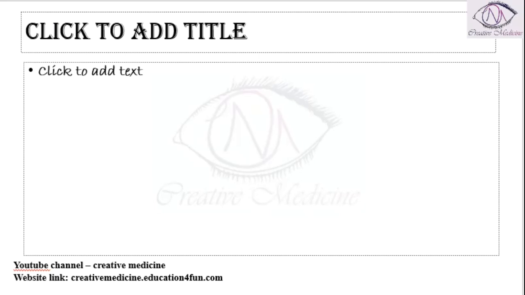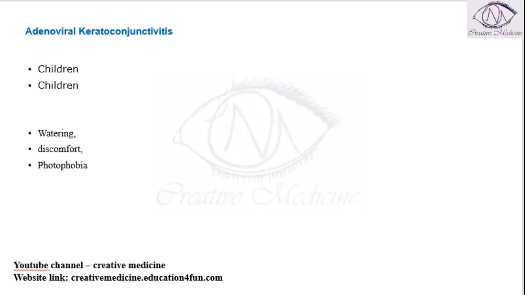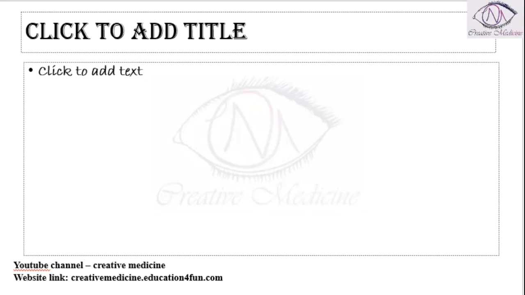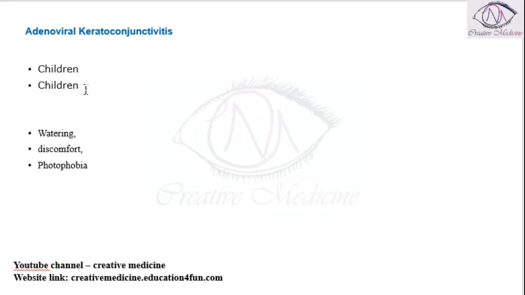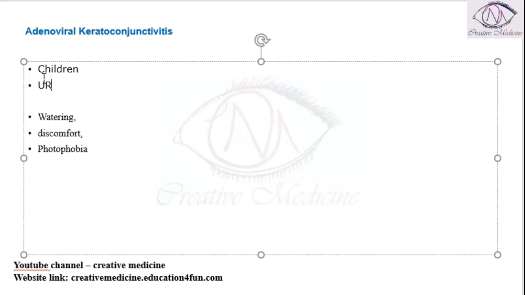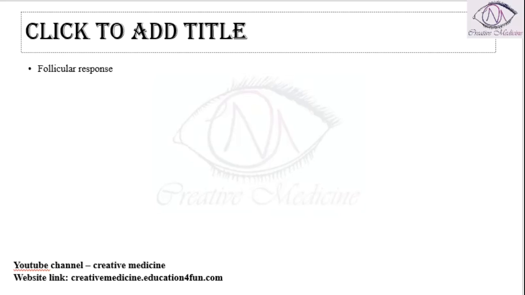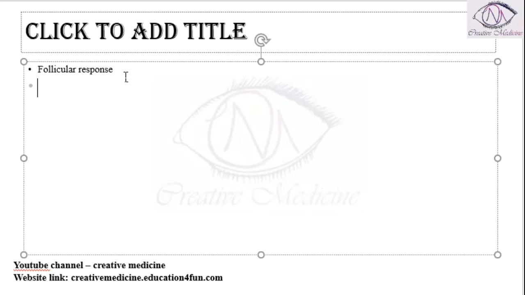Even in adenoviral conjunctivitis, we will see the presence of a follicular response. So, follicles are seen here. Here it is associated with upper respiratory tract infections. Follicular response is seen, and preauricular adenopathy is also seen in adenoviral conjunctivitis.